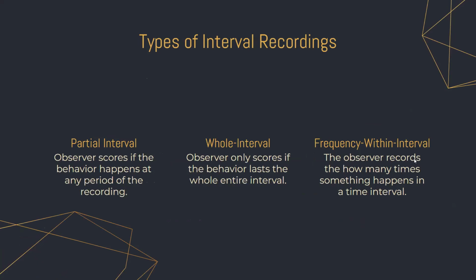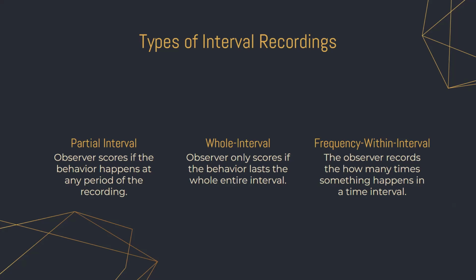Here are types of interval recordings. There's partial interval, in which the observer scores only if the behavior happens at any point of the interval. There's whole interval, in which the observer only scores if the behavior lasts the whole entire interval. And frequency within interval. The observer records how many times something happens in a time interval.